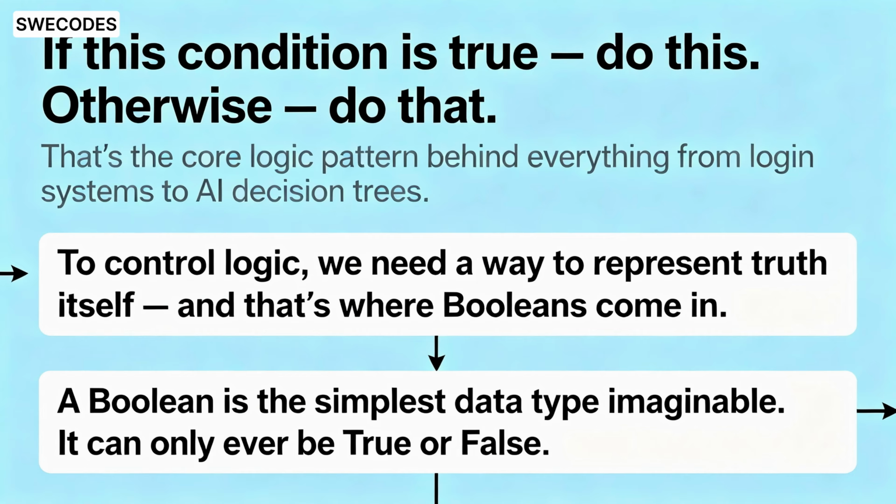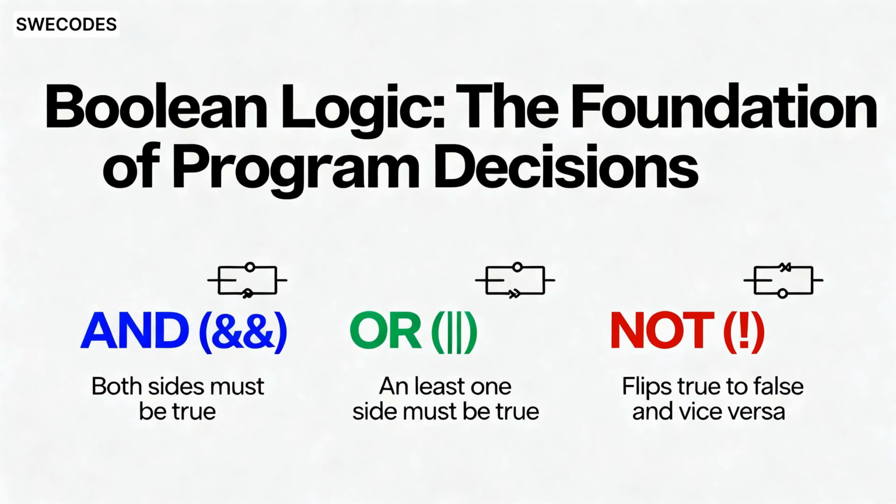To control logic, we need a way to represent truth itself. And that's where Booleans come in. A Boolean is the simplest data type imaginable. It can only ever be true or false. Yet with just those two values, you can describe every decision a program ever makes.